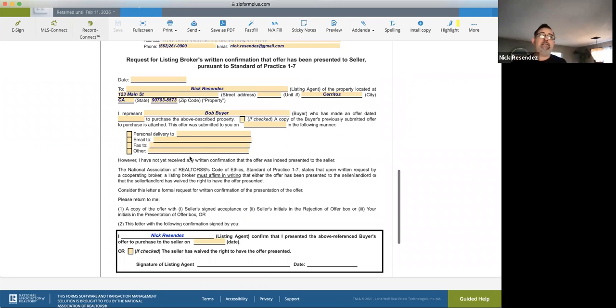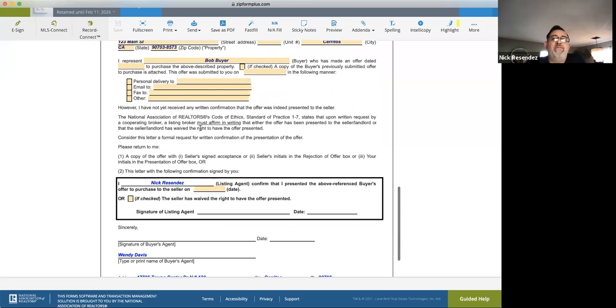Okay, so it says here, I represent the buyer. We made an offer on this date. It was emailed to this email address, and we have not received confirmation the offer was presented. The NAR Code of Ethics states that upon written request, a listing broker must affirm in writing that the offer has been presented or the seller has waived the right to have the offer presented. Consider this a formal request for written confirmation.